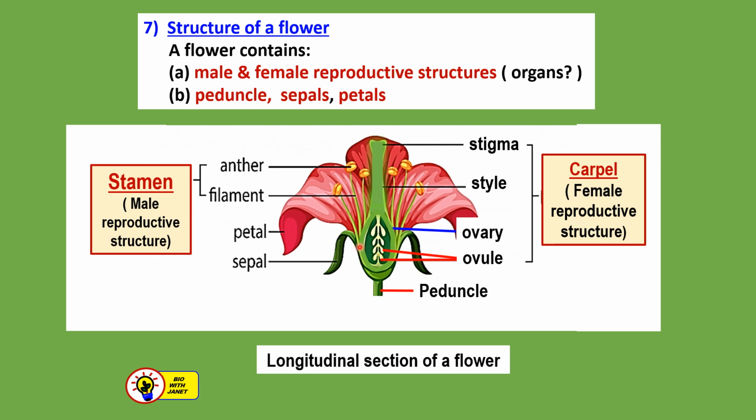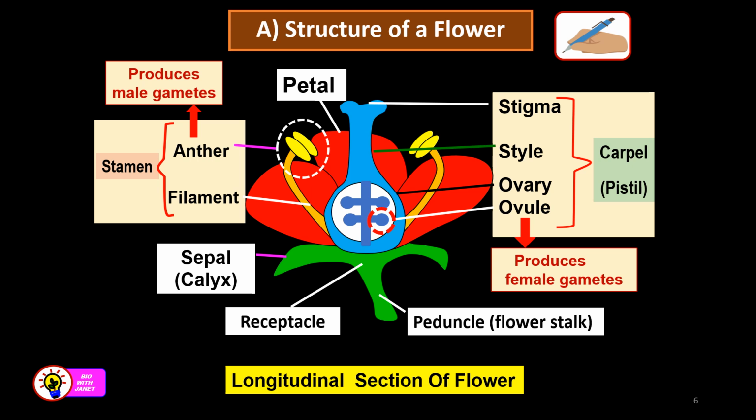Other than that, surrounding these two structures, we have the petals, sepals, and peduncle, which is the flower stalk. So let's find out the functions of all these parts and how to draw a section through the flower. It's a good diagram of the structure of a flower, the longitudinal section through the flower. So you can copy this into your notebook. It's all the labeled parts. Now let's quickly go through the various parts and their functions.